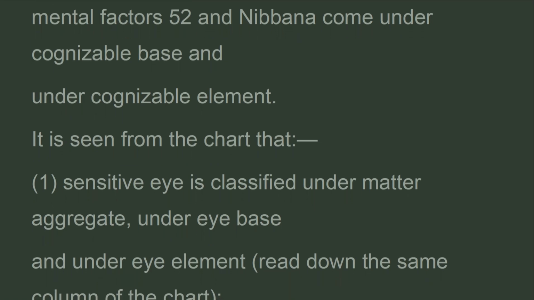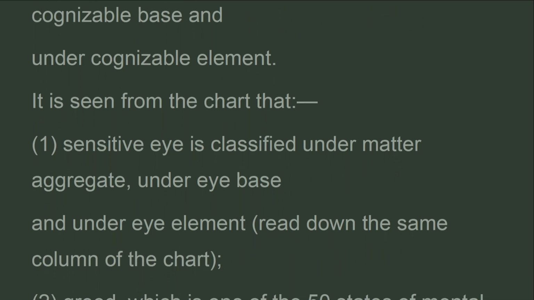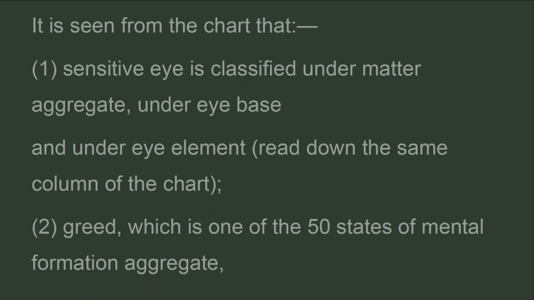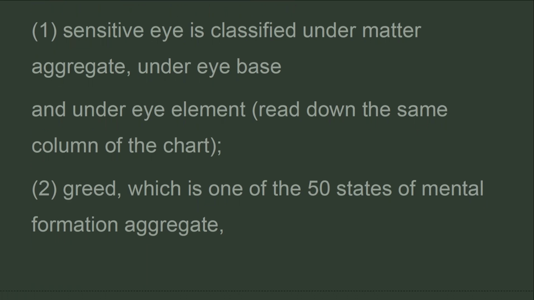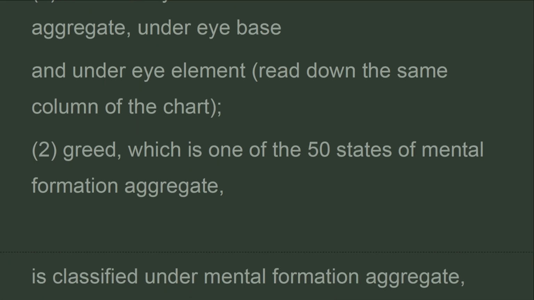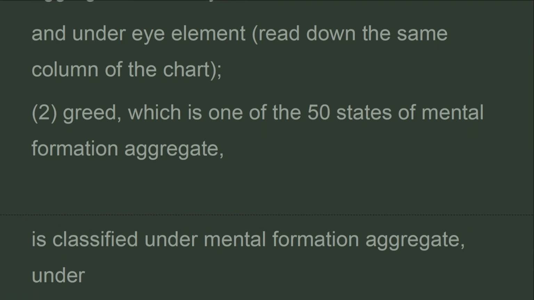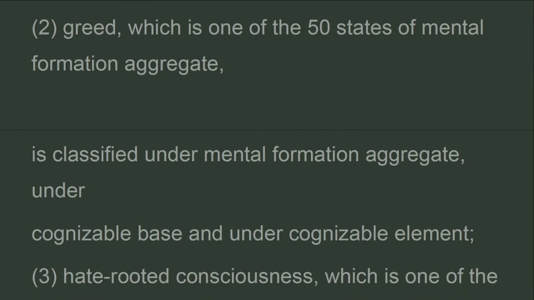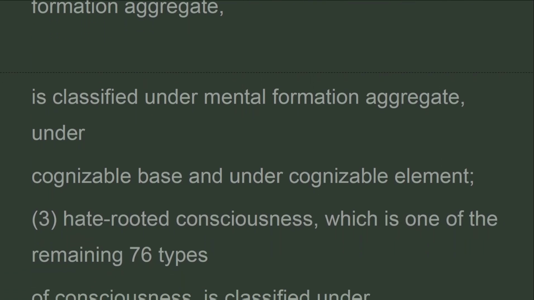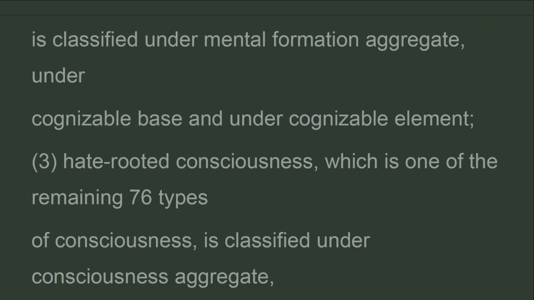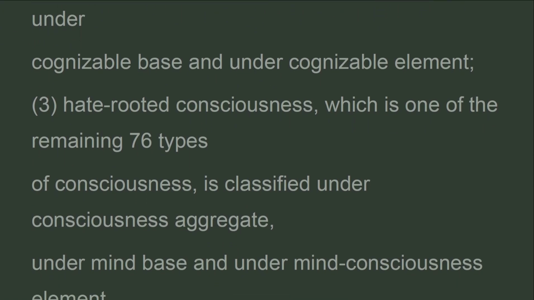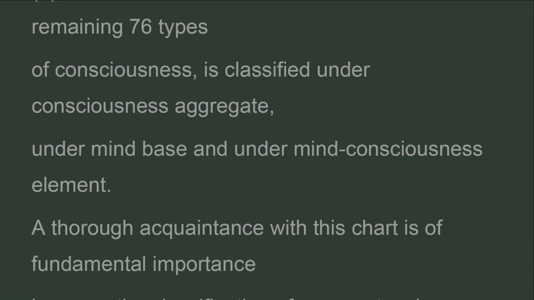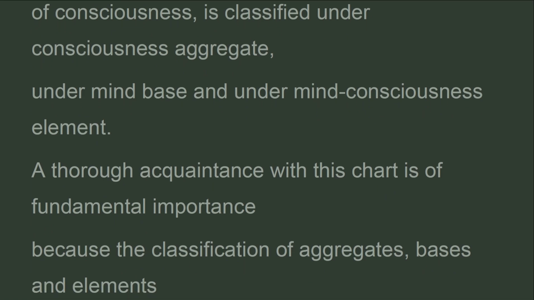under cognizable element. It is seen from the chart that sensitive eye is classified under matter aggregate, under eye base, and under eye element. Greed, which is one of the 50 states of mental formation aggregate, is classified under mental formation aggregate, under cognizable base and under cognizable element. Hate-rooted consciousness, which is one of the remaining 76 types of consciousness, is classified under consciousness aggregate, under mind base and under mind consciousness element.